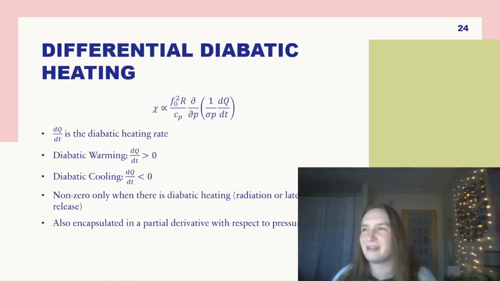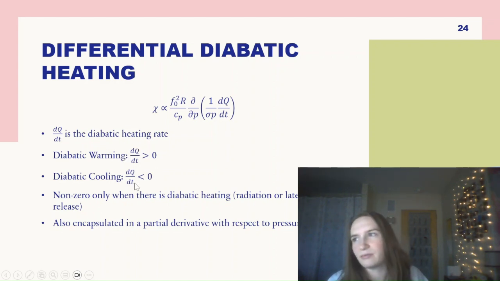Differential diabatic heating. DDP here is our differential. dQ/dt is our diabatic heating rate. If it's positive, we have diabatic warming. If it's negative, we have diabatic cooling. It's only not zero when there's diabatic heating. If there's no diabatic heating, then it's zero. It's also encapsulated in that partial derivative with respect to pressure right here. So it's a differential. How is that changing with height?